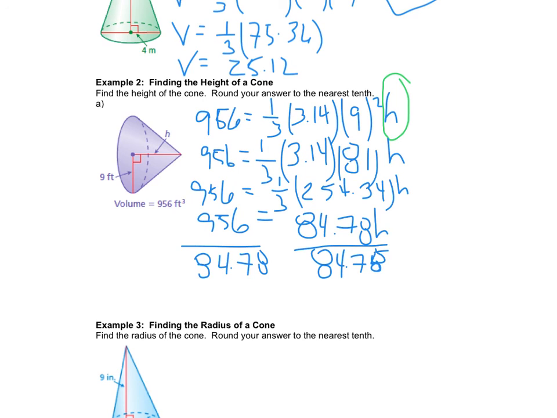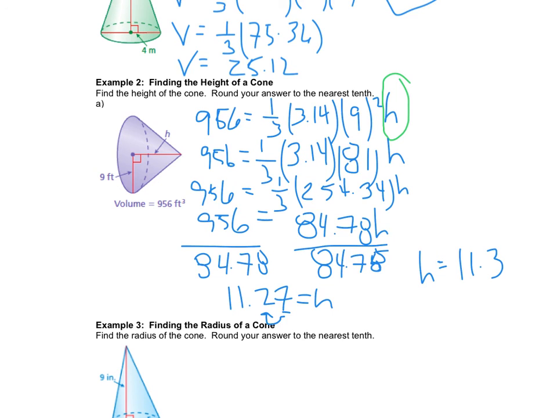So I'm going to take my 956, divide it by 84.78, and it's going to give me 11.27. And I'm going to stop there because up at the top it says to round to the nearest tenths. So when we round to the nearest tenths, I need to use the hundredths column to do it. The hundredths obviously is the second one after the decimal point. Being higher than 5 means that I'm going to round up. So my height is 11.3.